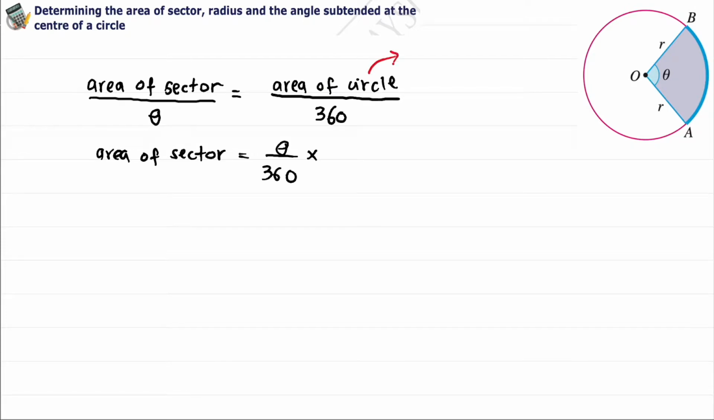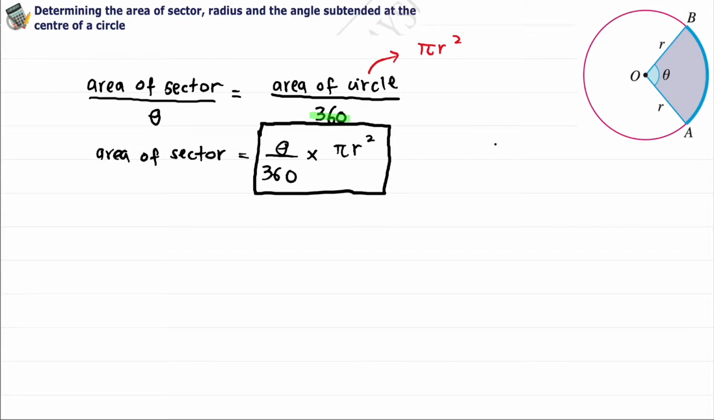I hope you still remember: area of circle is pi r square, circumference is 2 pi r. Area of circle is pi r square. So this is the formula for area of sector, and this one is mainly used in modern mathematics. Now, since we are in additional mathematics, of course we need to use this unit angle in terms of radian.